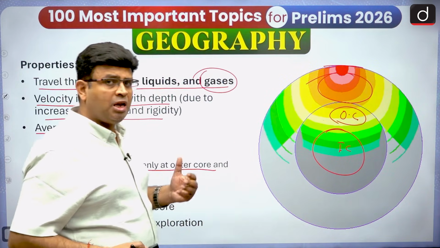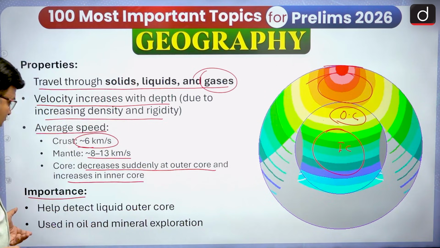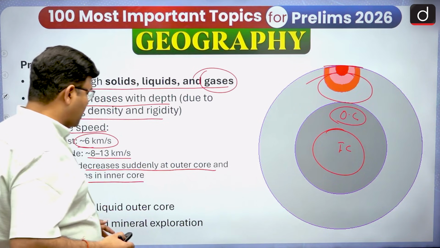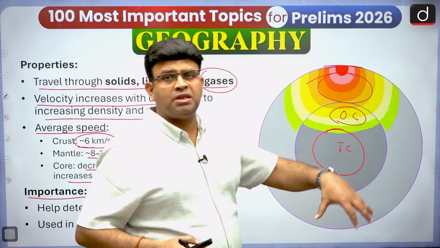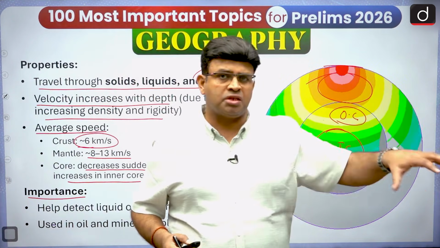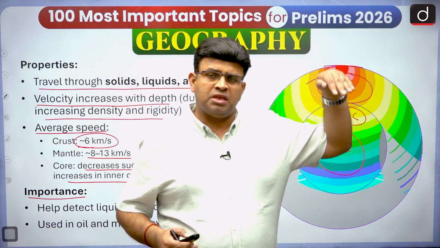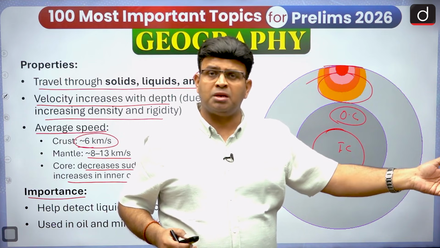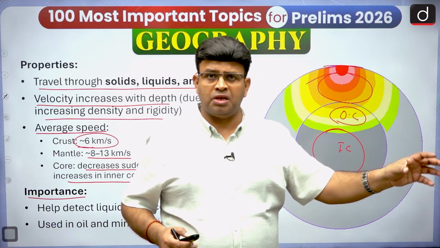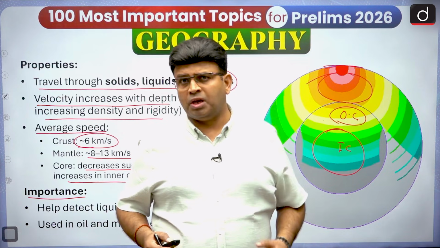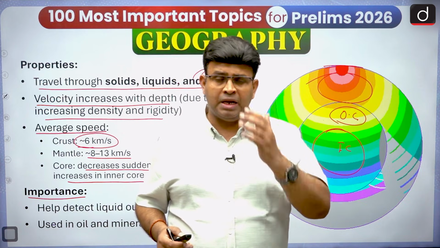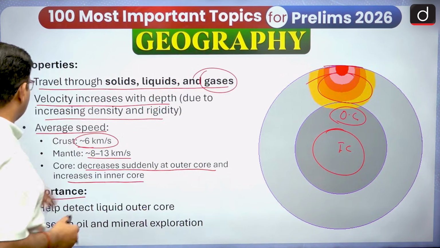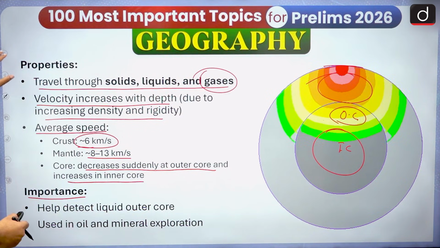So P waves help in identifying that the outer core is liquid, and they also help in understanding some mineral reserves inside the earth's crust. If there is an oil reserve somewhere, the seismic wave speed will decrease in the oil, and if other solid minerals are there, the speed changes too. So seismic waves also help in identifying minerals below the earth's surface. So here we have seen the P wave.